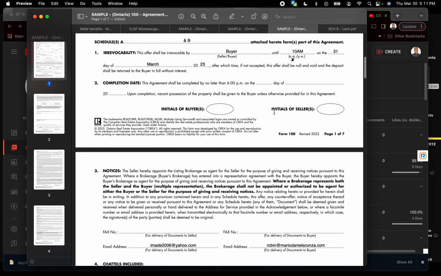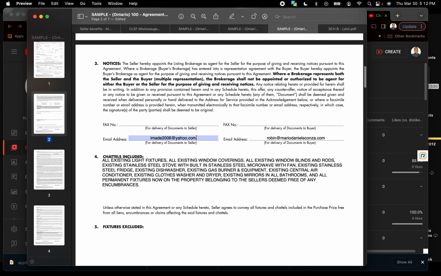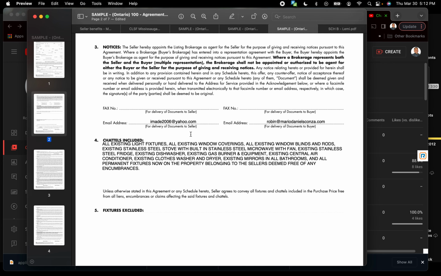Next, this is the time at which all of the down payment required for the transaction is to be given to the lawyer. Usually, the rest of the down payment is given about a week or a week and a half before the completion date. Notices is the email address of the realtor representing both parties, the seller and the buyer. In this case, that's my email address, and this is the email address of the seller's realtor.